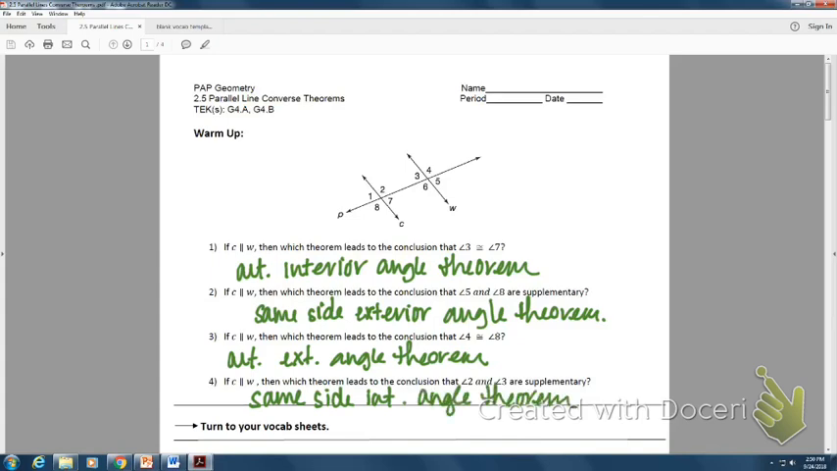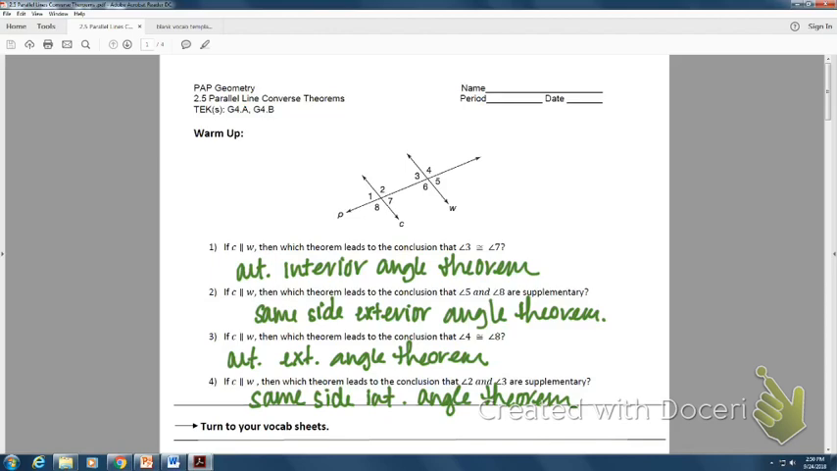All right. Any questions on 1 through 4? Okay. Vertical angles are always what? Congruent. Same side interior and exterior angles are always supplementary. Very good. Alternate interior angles are congruent. Alternate exterior angles are congruent. Corresponding angles are congruent. So corresponding, alternate interior, alternate exterior angles are all congruent, and vertical angles, and then the same side interior and same side exterior are both supplementary angles.